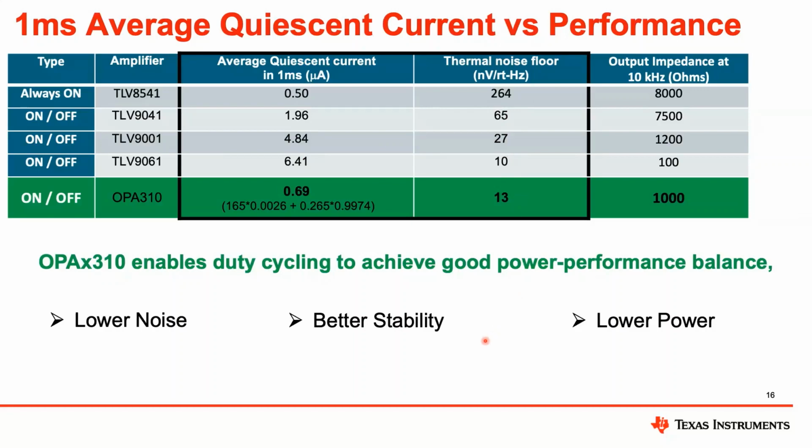So all in all, I want to say OPA310 enables duty cycling to achieve a good power to performance balance. This is all considering the static power consumption. There is also a dynamic power consumption portion of it. As long as the dynamic power consumption, depending on your load, is comparable to your static current consumption, the calculations and the performance shown here with OPA310 are going to be better.